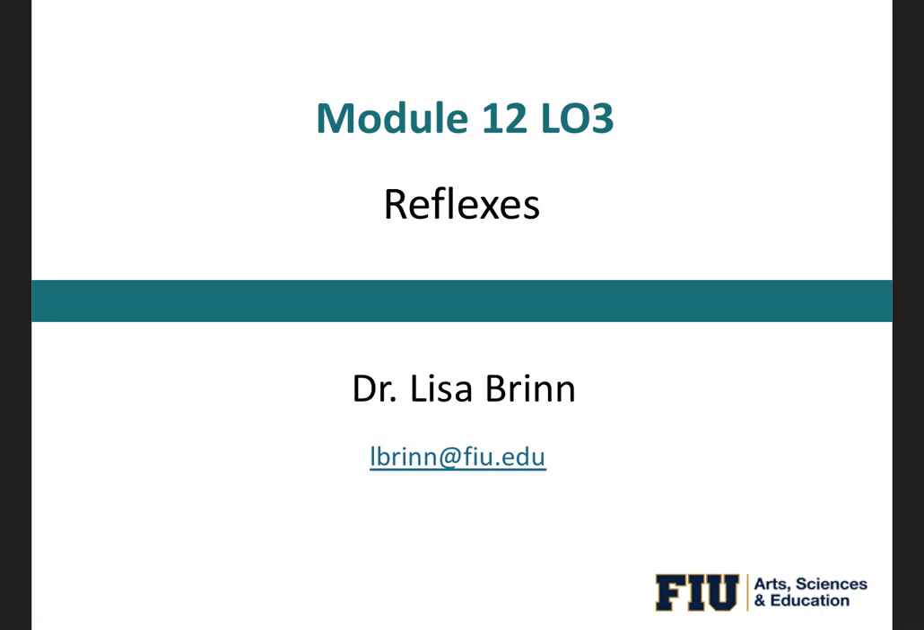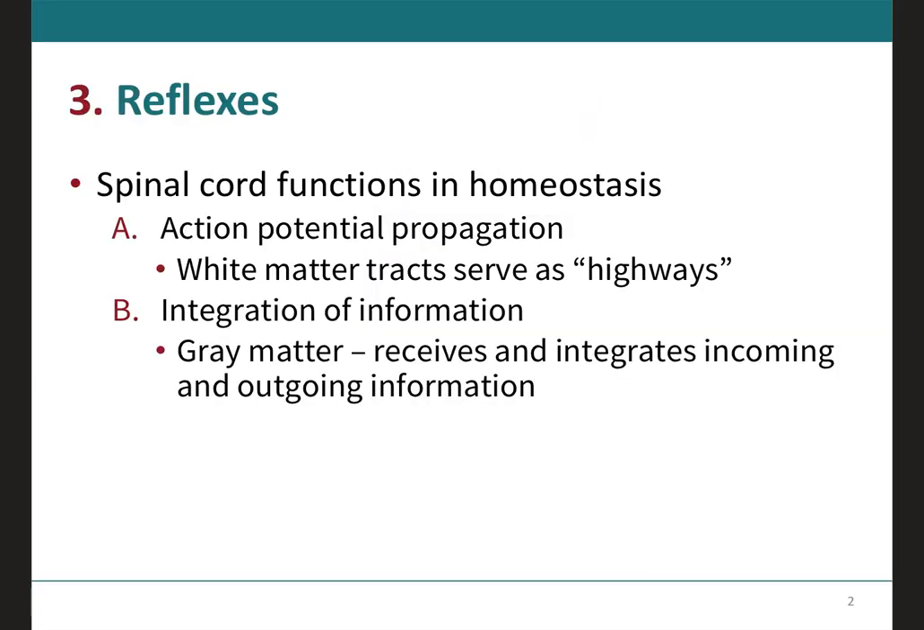Everyone, this is our last learning outcome of Module 12, where we will be covering the reflexes. The spinal cord has two main functions in maintaining homeostasis. The first one is action potential propagation, and the second one will be the integration of the information that's arriving at the spinal cord. Now, the white matter tracts in the spinal cord will serve as highways or pathways for action potential propagation. And these action potentials can either be sensory or motor.